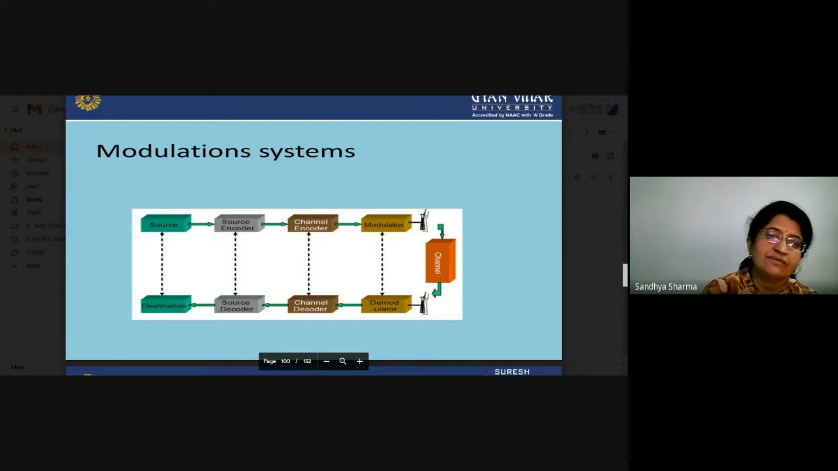Again, we will slightly revise why modulation is required. The first thing is, if you want to travel your signals longer distances, you require modulation, because low frequency signals cannot travel to longer distances. For transmitting your signals longer distances, you superimpose your modulating signals onto the high carrier frequency signals, and these high carrier frequency signals will transmit it to the longer distances. So there is a technique for how you can superimpose your modulating signals or baseband signal on the carrier signals.